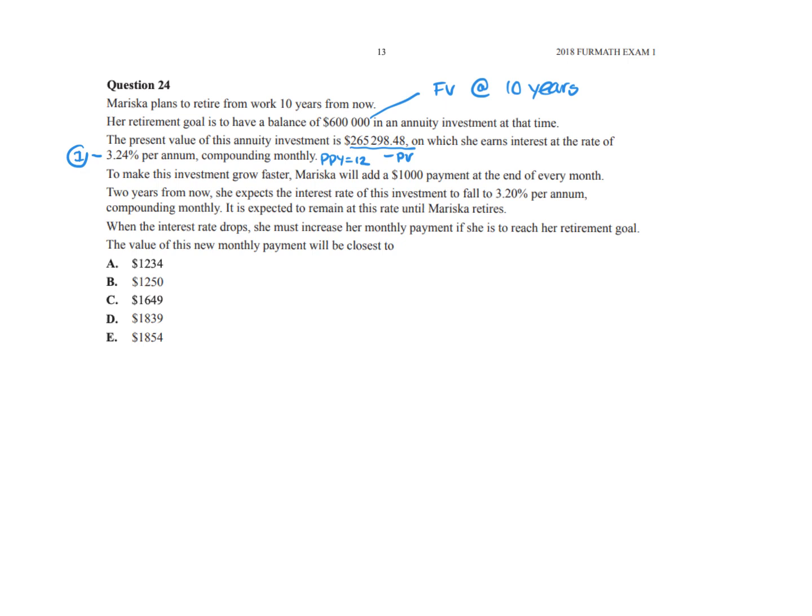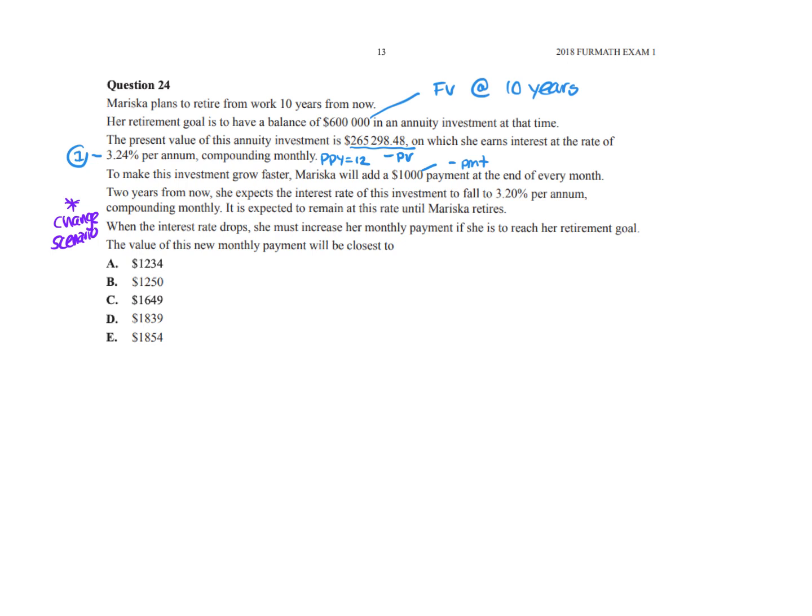All right. To make the investment grow faster, she'll add $1,000 at the end of each month. So that's a negative payment, giving it to the bank. And 2 years from now, she expects the interest rate of the investment to fall to 3.2, compounding monthly. It is expected to remain this rate until she retires. So we've got the little change of scenario here. So change of scenario. And it says after that it'll continue on with this.